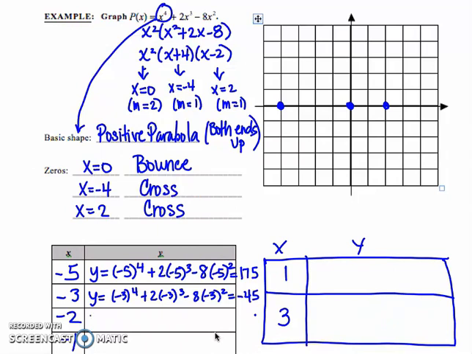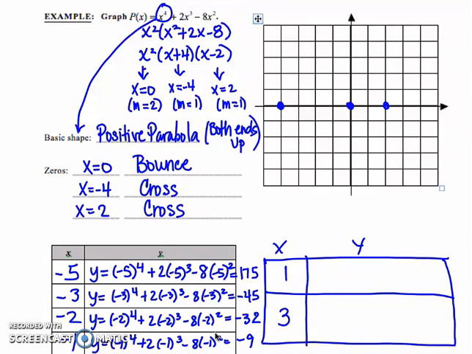Okay, next we do x equals negative 2. So negative 2 to the 4th power plus 2 times negative 2 cubed minus 8 times negative 2 squared is going to give us a y value of negative 32. So I see now it's coming back up. When we do negative 1, we would expect it to keep increasing here. So let's see what happens. So y is negative 1 to the 4th plus 2 times negative 1 cubed minus 8 times negative 1 squared. We plug that into our calculator and we get negative 9 for our y value. Yep, so still increasing.